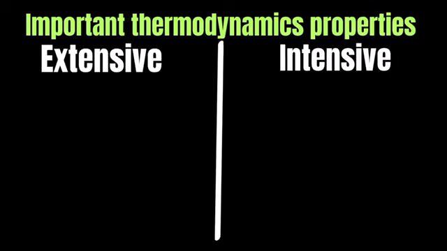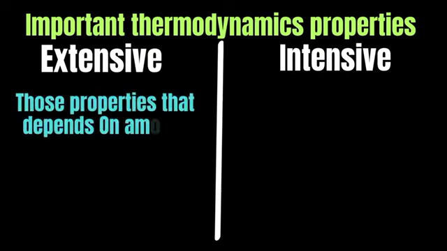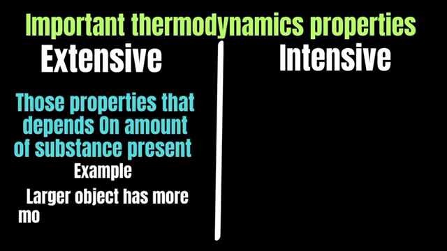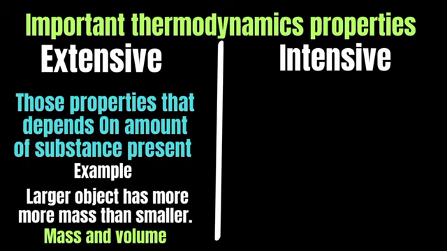Now, let's talk about two important types of properties, extensive and intensive. Remember that thermodynamic properties are divided into two types based on whether they depend on the amount of matter present. Extensive properties are those properties that depend on the amount of substance in the system. For example, a larger object has more mass than a smaller one, and a big container holds more liquid than a small one, which means that mass and volume are extensive properties.